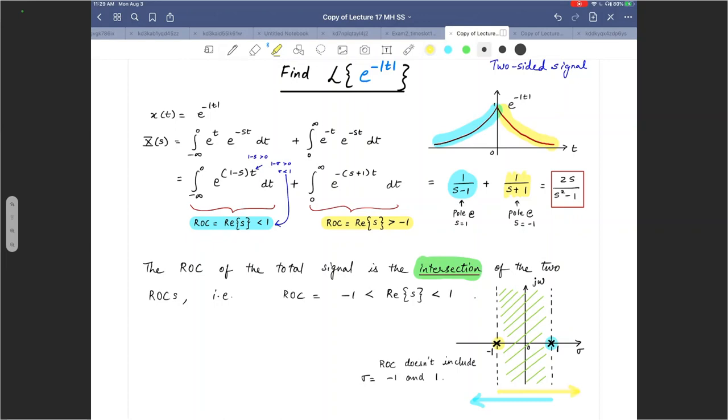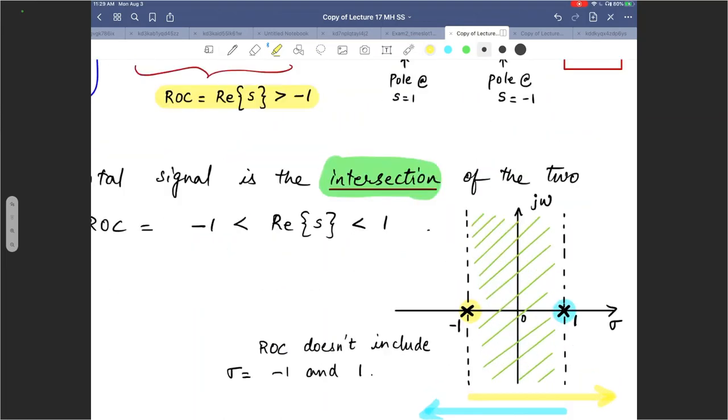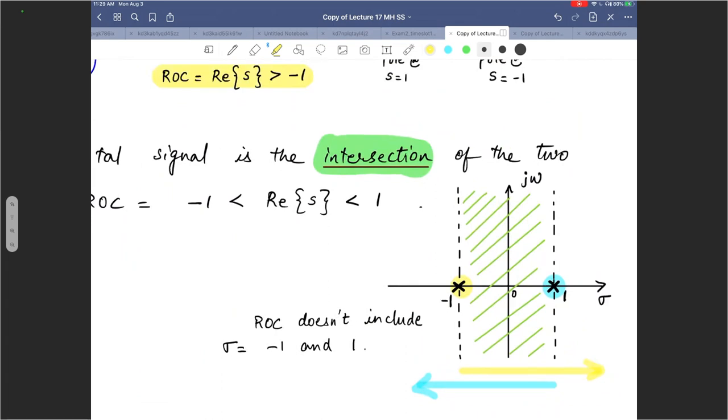So the intersection of those two regions of convergence is the region of convergence of x of t, the overall signal. And if you see this, the blue arrow and the yellow arrow only intersect in that region shaded in green, excluding the poles, by the way. So you are excluding the lines. It doesn't include sigma equal to negative 1 and 1.